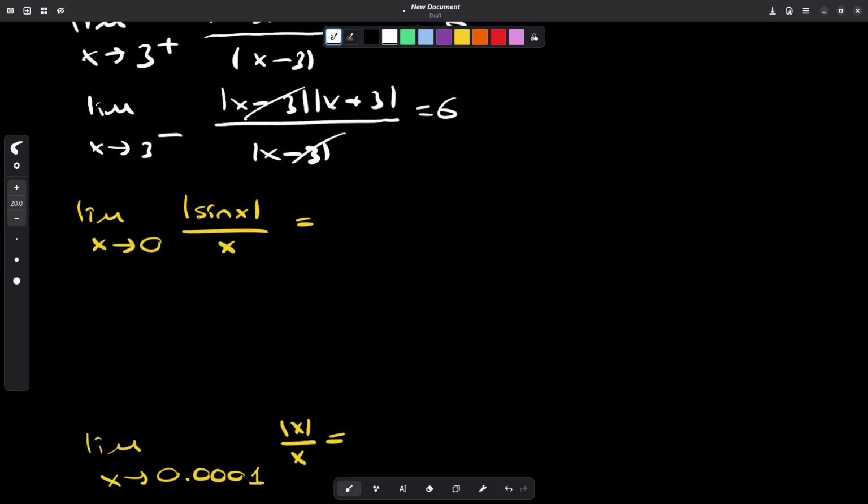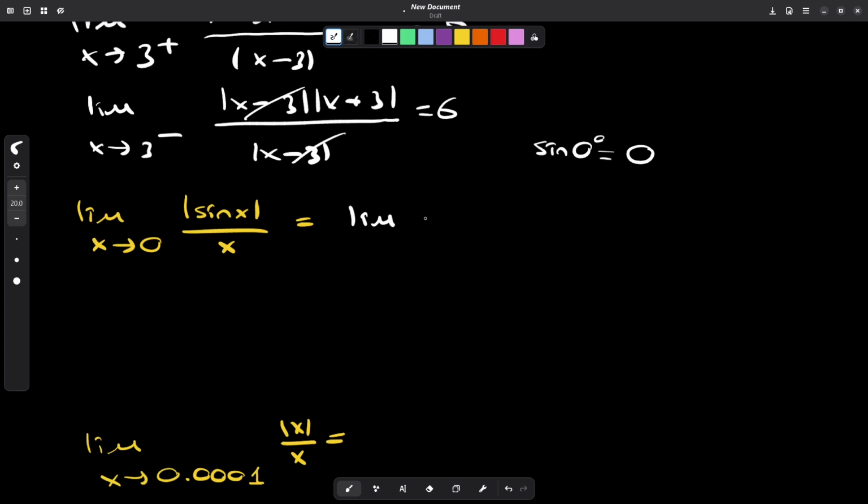Limit of absolute value of sine x over x. First, we need to check if inside of the absolute value is 0. What is sine 0 equal to? It is 0. Therefore, inside of the absolute value is 0. We need to check the limit from the left and the right side.